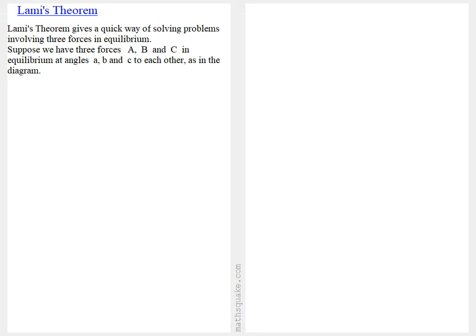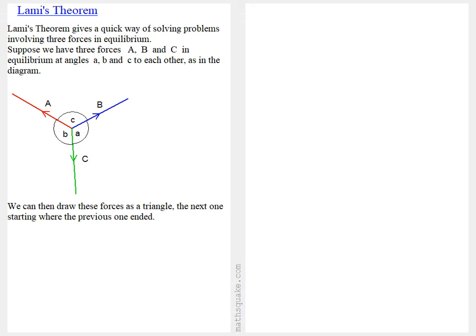Suppose we have three forces, capital A, B and C, in equilibrium at angles little a, b and c, with angle little a opposite force capital A, angle little b opposite force capital B, and so on, as in the diagram. Because the forces are in equilibrium, we can draw them as a triangle. So if we draw the force A first, where it ends we begin force B, where B ends we begin force C, the end of C will then join to the beginning of A. We can then mark in the known angles.